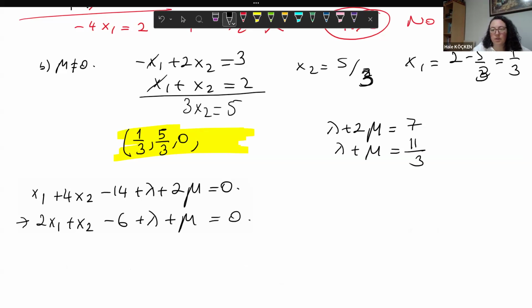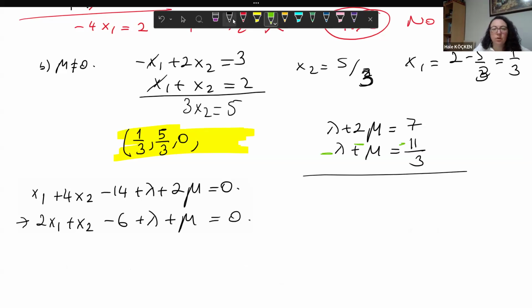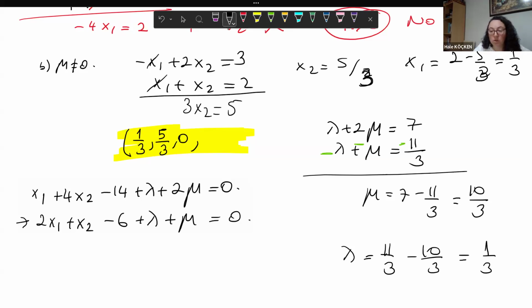You need to solve for lambda and mu. Mu is equal to 7 minus this, 10 over 3. Lambda is equal to 1 over 3. So I'm ready to write my candidate point. Lambda is 1 over 3, mu is 10 over 3. So this is the point that I found here, but I need to check the inequalities. Let me check them.